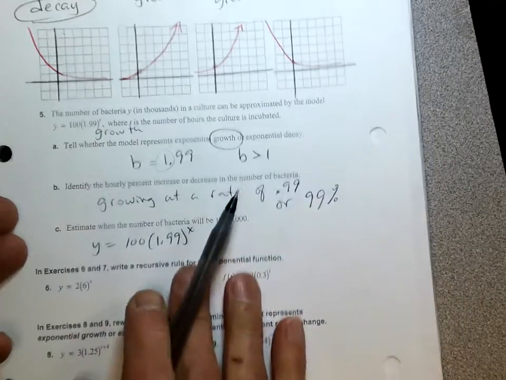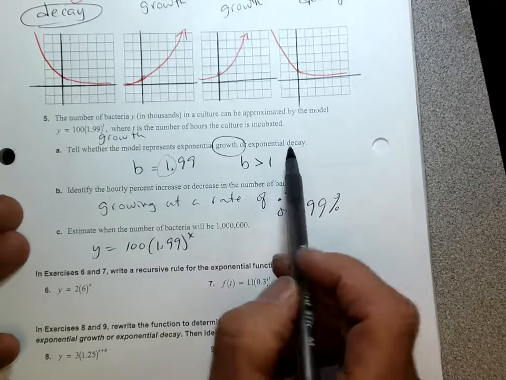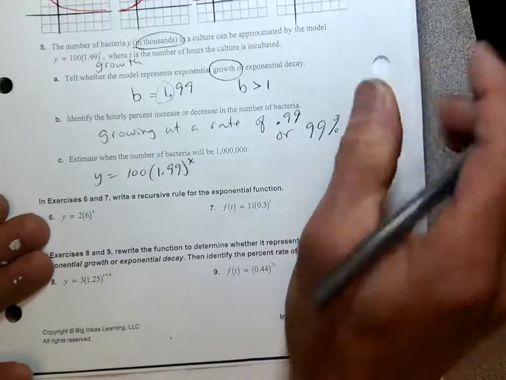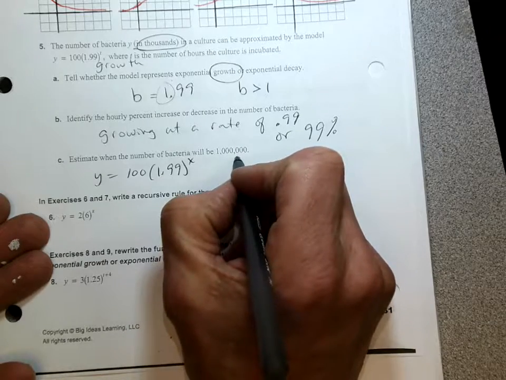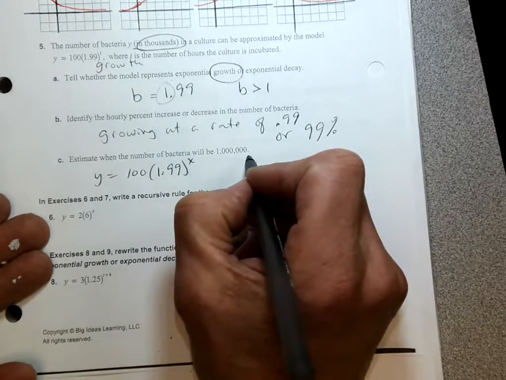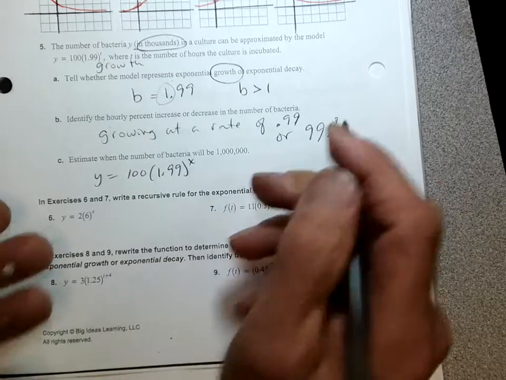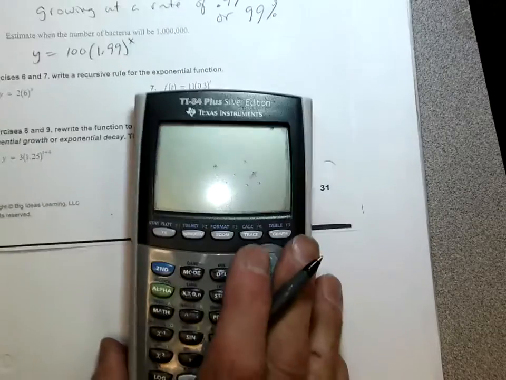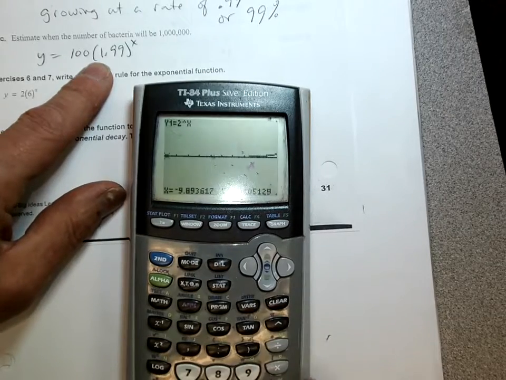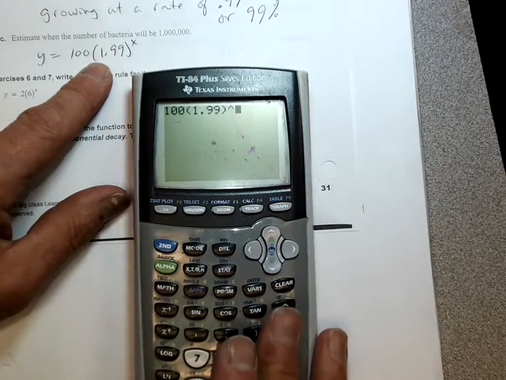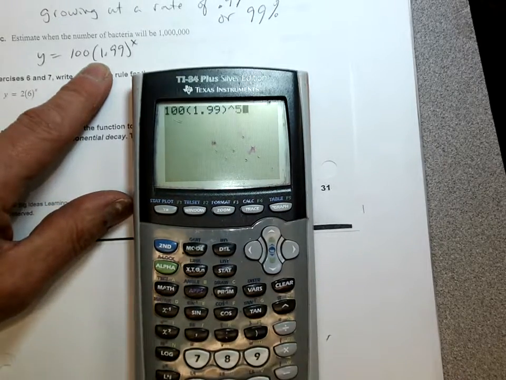But we have to be careful, because I think it said something about in thousands, right? So what we really are looking for is when this thing reaches 1 million in terms of thousands, which should be like 100, then 200, 400 basically. Well, let's put some numbers in. 100 times 1.99 to the power of, let's try 5, okay?